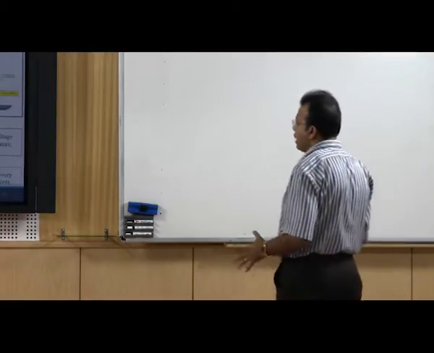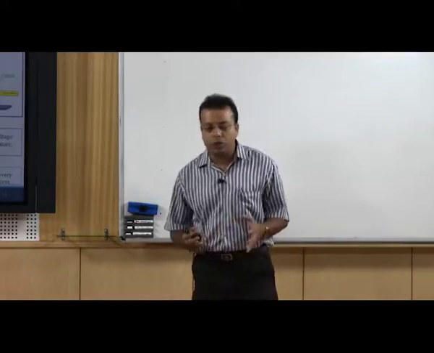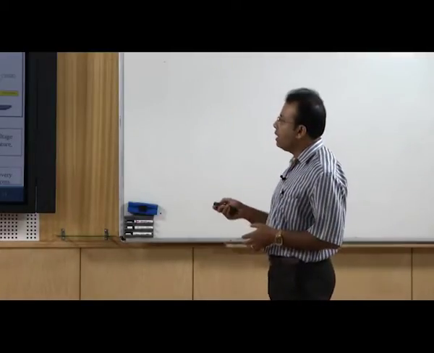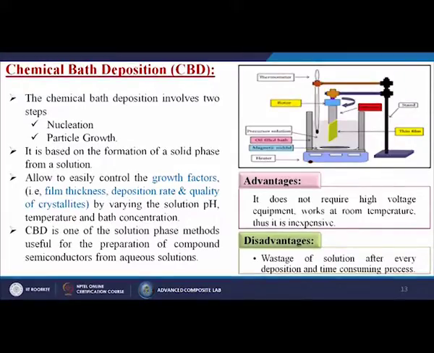Next one is the chemical bath deposition process. In short form it is known as the CBD process. Chemical bath deposition involves two steps, one called nucleation and the other called particle growth. It is based on the formation of a solid phase from a solution, and allows easy control of growth factors, film thickness, deposition rate and quality of crystallites by varying the solution pH, temperature and bath concentrations.